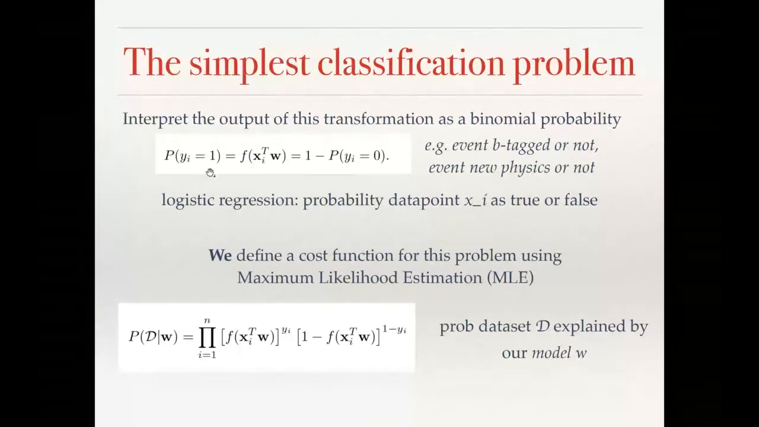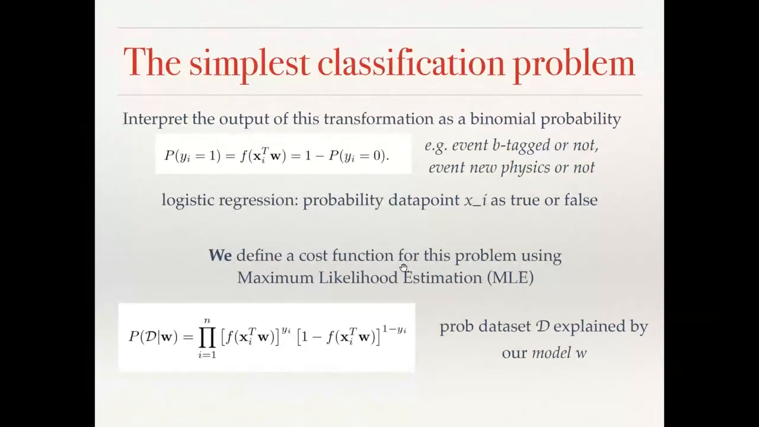So in logistic regression, which is the way we think about these binary problems, the idea of this transformation is to assign some kind of probability to a data point as true or false, as signal or background, as b-tagged or not b-tagged. And following the logic of using probability thinking for the binary problem, we can define the cost function. And again, this is our criteria that we choose as humans. This is our choice. So we do it in a way that makes sense from the physical point of view.